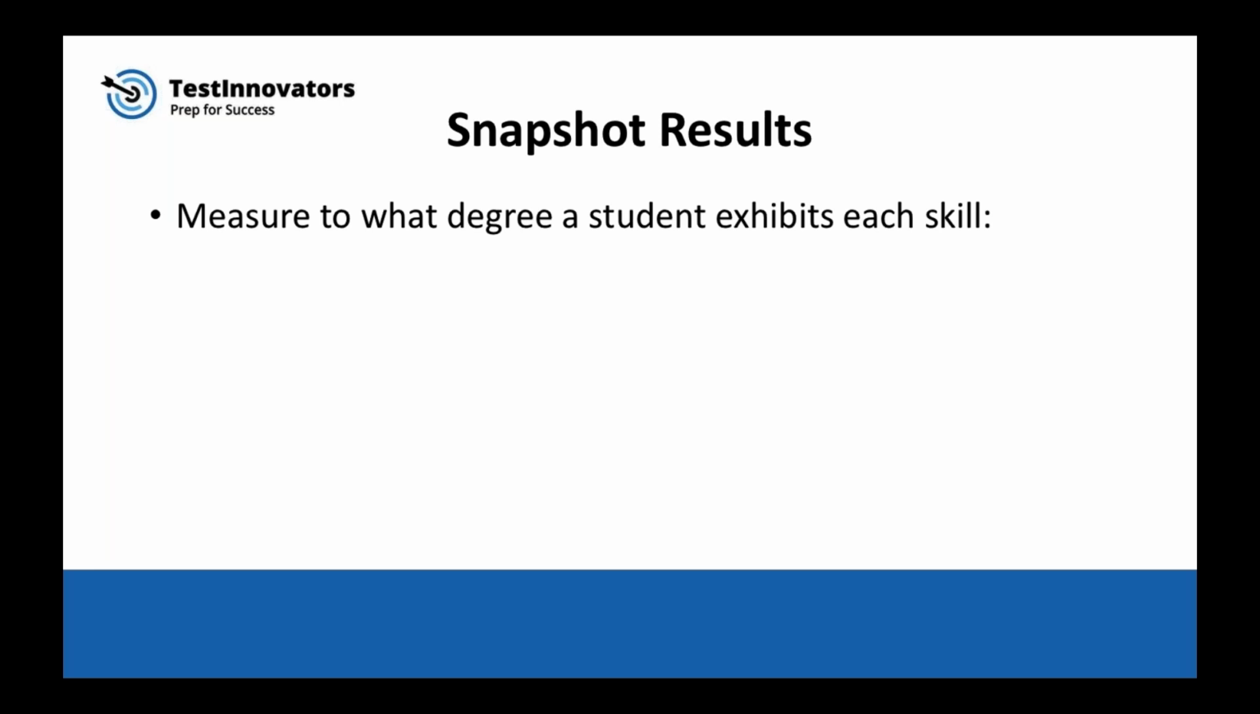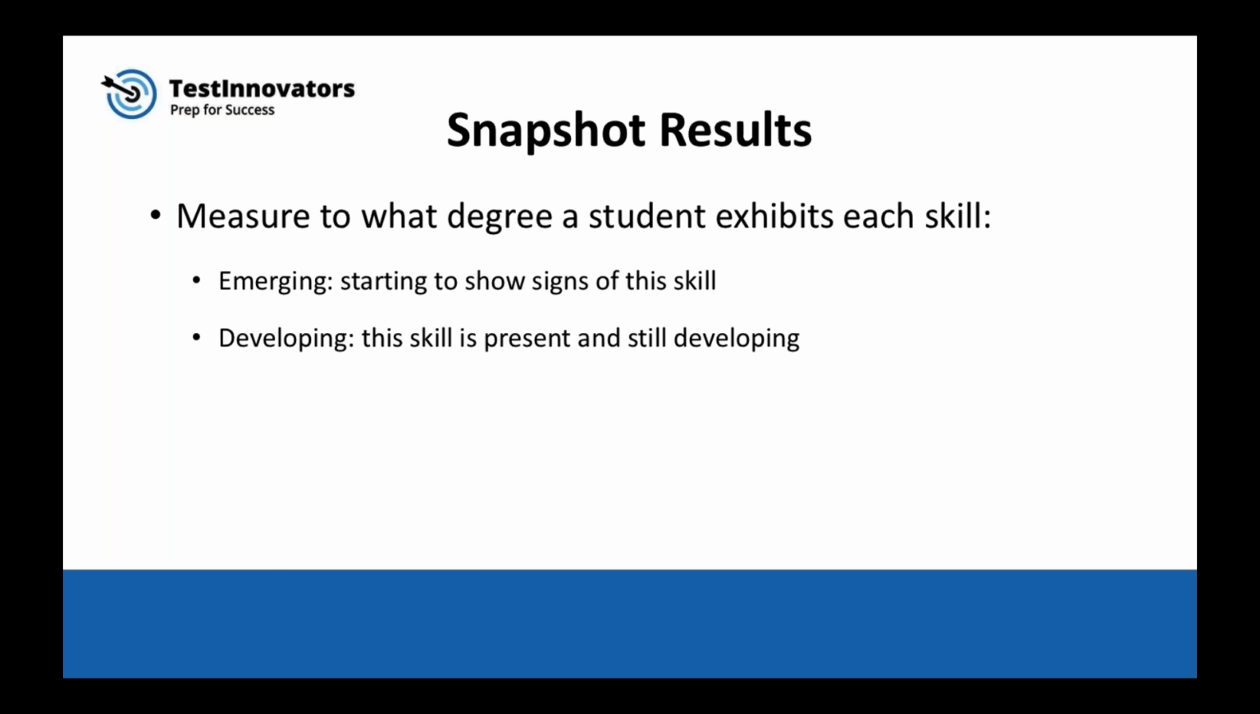The snapshot results measure to what degree a student is exhibiting each of the skills that I listed previously, so each of those 8 character skills. And it's categorized as either emerging, which is that you are starting to show signs of that skill, developing, the skill is present and still developing, or demonstrating, that the student has a clear understanding and use of this skill.